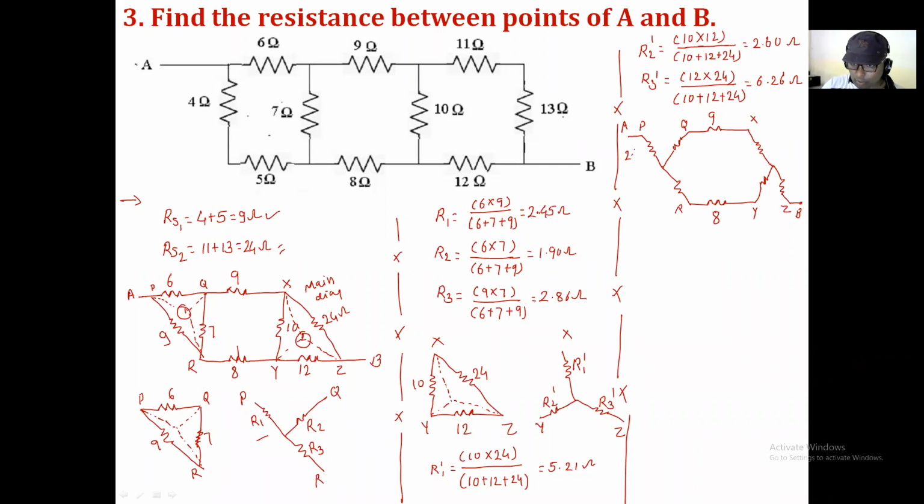2.45. Now what is point Q connected to? R2. What is the value of R2? 1.90. So here I can write 1.90. Then the remaining is R3, which is 2.86. Is that all? Now similarly for XYZ, which resistor is point X connected to? R1 dash. What is R1 dash? 5.21. So here I can write 5.21. What is point Y connected to? R2 dash. What is R2 dash? 2.60, and the remaining is 6.26. Is it clear?